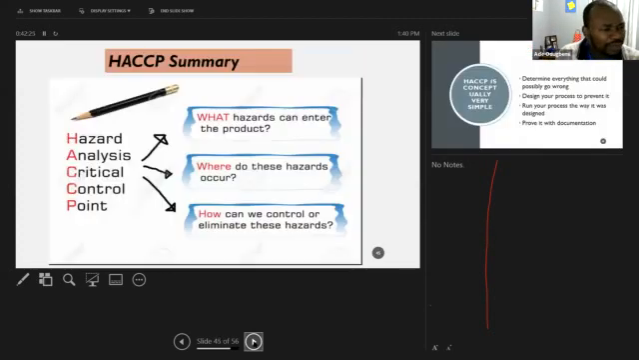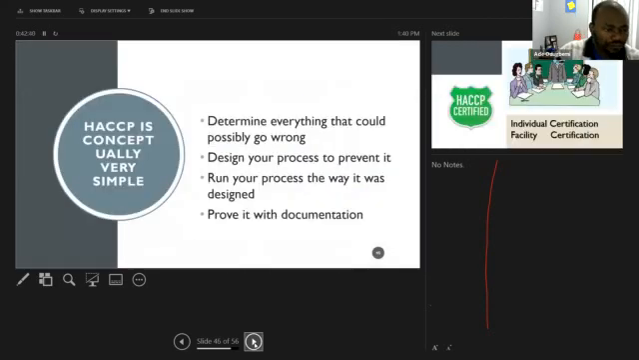So in summary, as I begin to wind down, the HACCP concept is about understanding what can make this product unsafe. Where can this occur? Then how do I make sure that I eliminate that in my operation? It's about determining everything that could go wrong. You design your process to prevent it. You run your process that way, and you have enough documentation to support that.